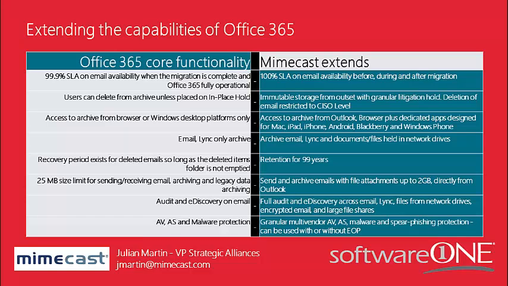From an availability side of things, the Microsoft solution offers 99.9 when you're fully deployed. As Ben says, we underpin that move with a 100% SLA before, during, and after the migration. With Office 365, users can delete unless you do put that legal hold or in-place hold into play. With ours, it's an immutable store from the outset, and deletion is restricted to CISO level.